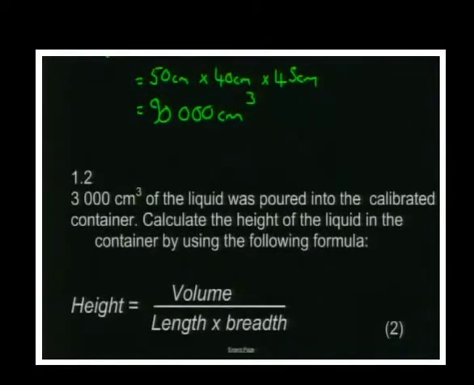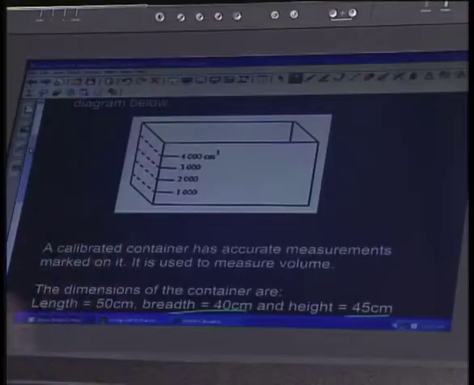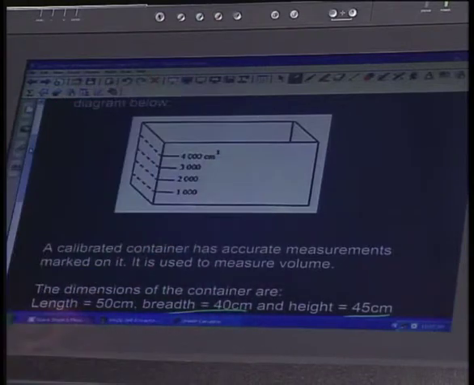1.2. 3,000 centimeters cubed of the liquid was poured into the calibrated container. Calculate the height of the liquid in the container by using the following formula. So in other words, what they're saying is this. They are now telling us that there's so much liquid poured into this container. We don't know how high it is.